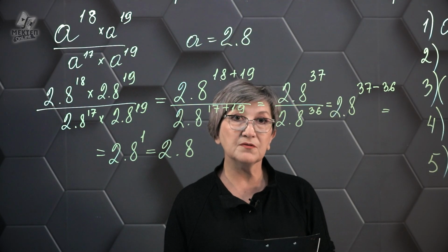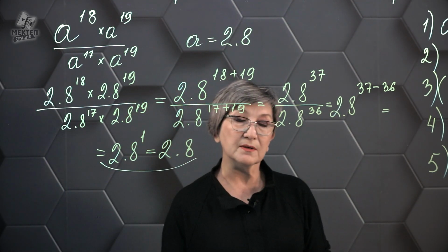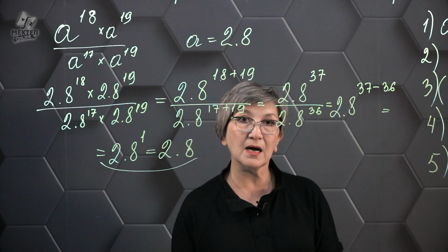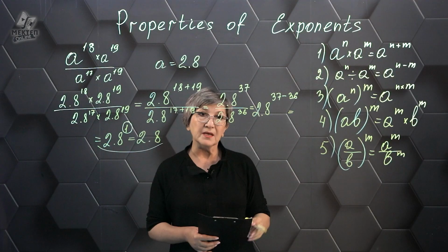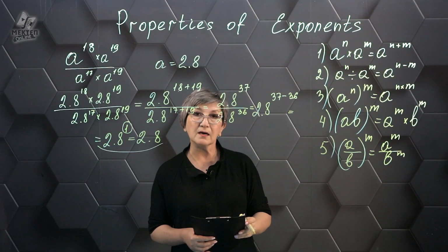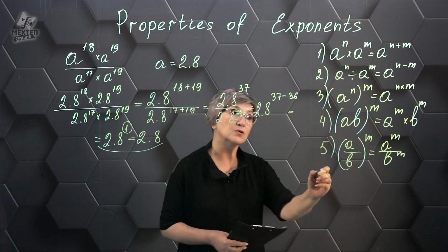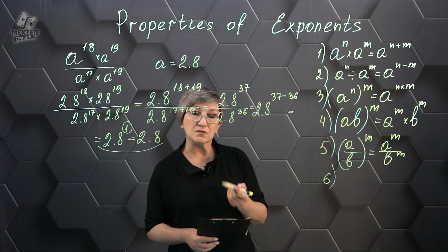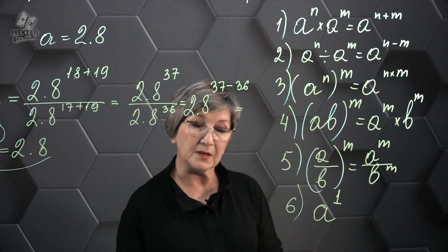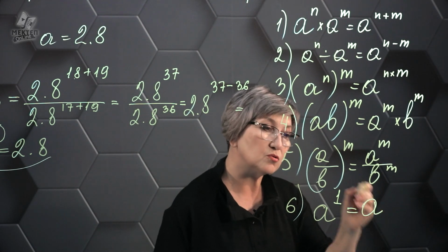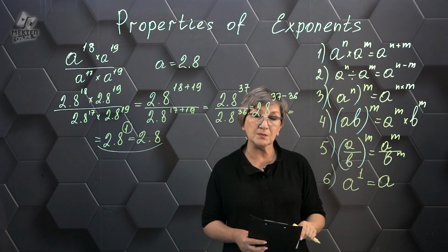But I'd like to point out and write down another important property. Notice our answer: 2.8 to the power of 1. The degree is equal to 1. If the degree of any number is equal to 1, then we write the same number in our answer. Therefore, I can add another property: if I raise any number to the first degree, the result is the same number. Why is this property very important in math?